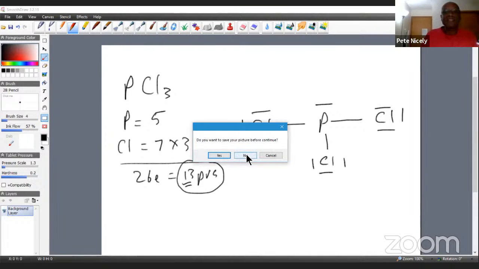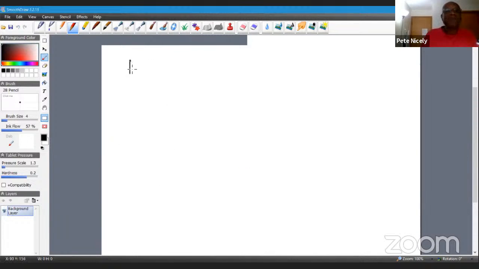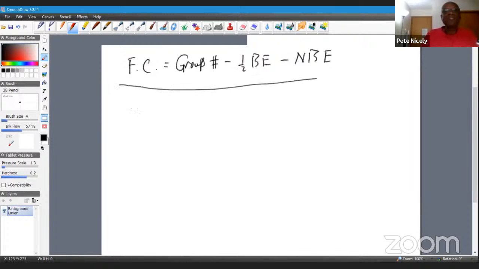Now, let me remind you of something I said the last time, and that is the formal charge. If you look in different textbooks, you'll see different formulas, but the one I gave you, which is the one that I prefer, is that the formal charge is equal to the group number minus half the number of bonding electrons minus the number of non-bonding electrons. This calculation should be done for every atom in every Lewis structure that you're trying to determine. And you're going to see in the examples I'm going to look at right now where it is important.